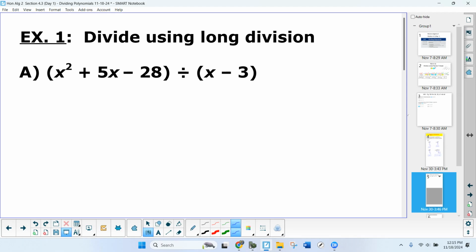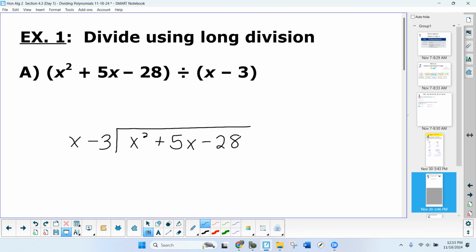If you were to read this sentence, how would you read it? X squared plus 5x minus 28 divided by x minus 3. And the reason I say that is people are always confused as to which one goes inside. So this trinomial goes inside, and it's being divided by, so here's your divisor.